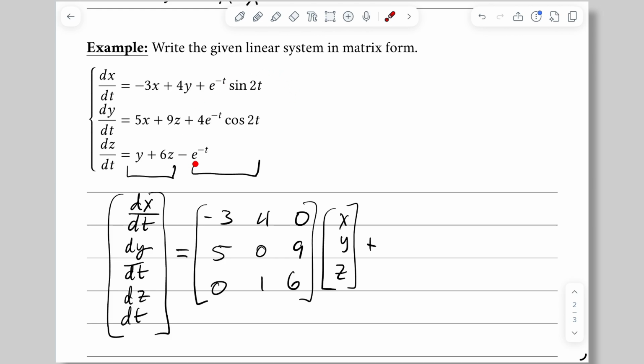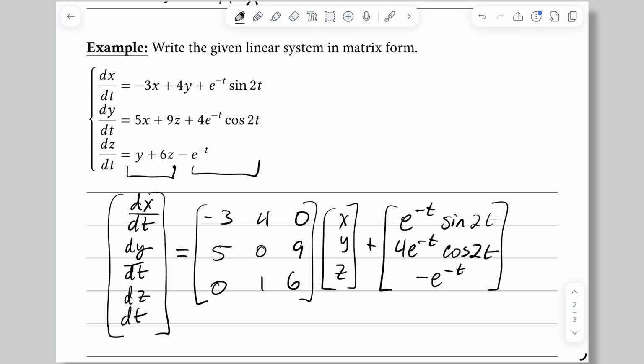What to do with the expressions that include t? They get their own column. I'm going to write this column as e to the negative t sine of 2t, 4e to the negative t cosine of 2t, and negative e to the negative t.